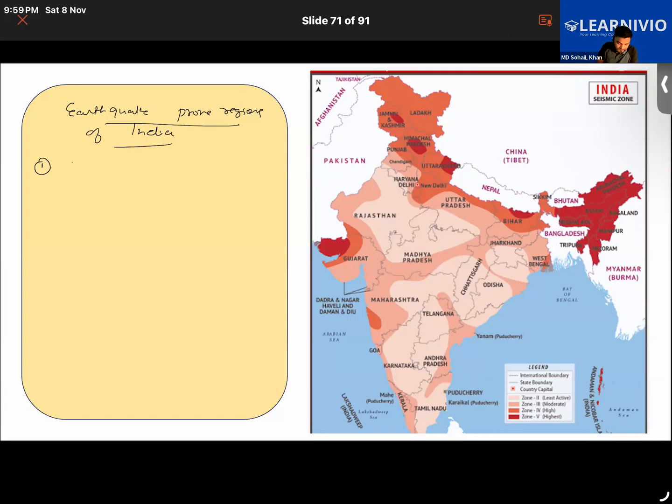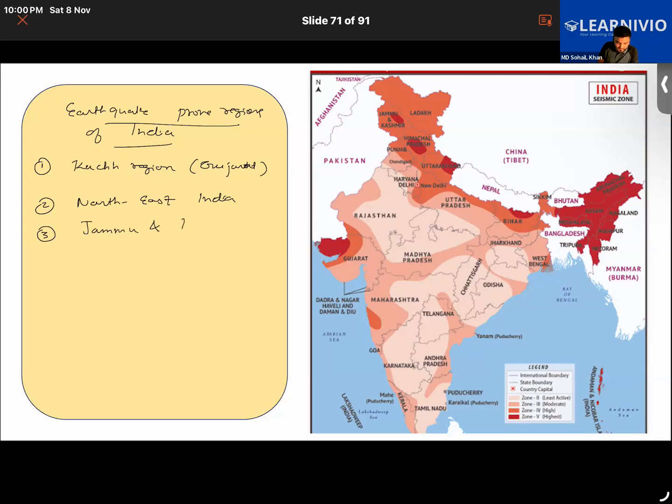Gujarat, particularly the Kutch region in Gujarat. Then Assam, Nagaland, Mizoram. How about we simply call them Northeast India? We can say that, right? Look at the one in the dark red color over here. The entire northeastern states are actually in zone 5, as you can see in the dark red color. Then Jammu and Kashmir in the north, exactly.